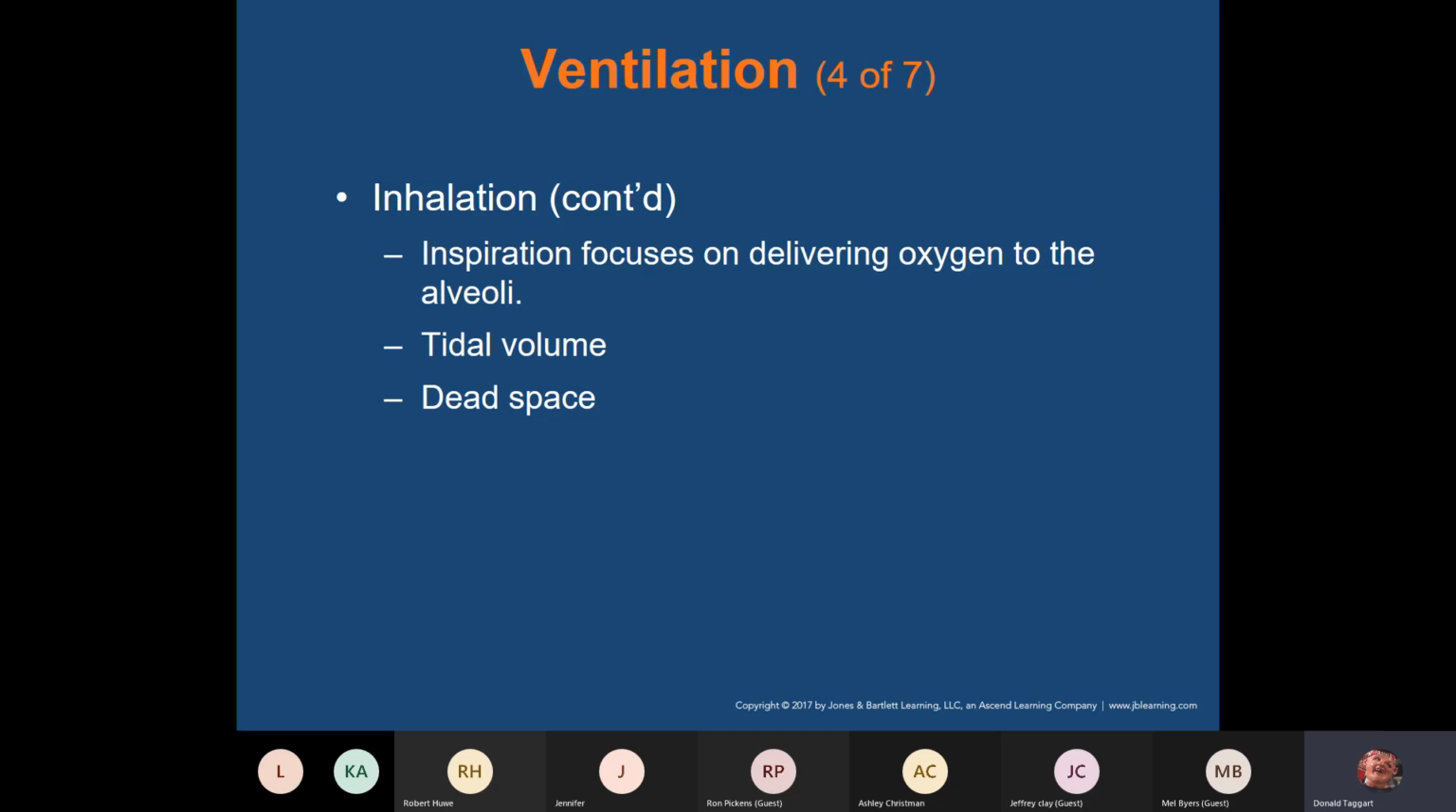So tidal volume is the amount of air that you get into your lungs in one breath. And there are some formulas for that. But for an adult, it's around 400 to 500 milliliters that we want to breathe in.